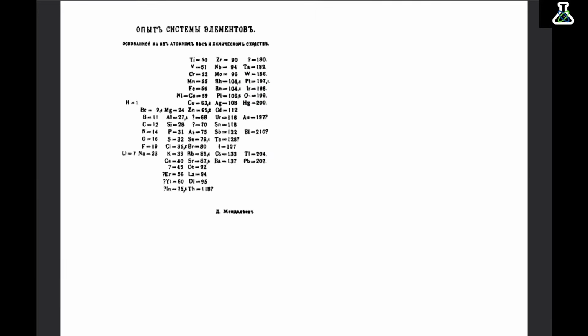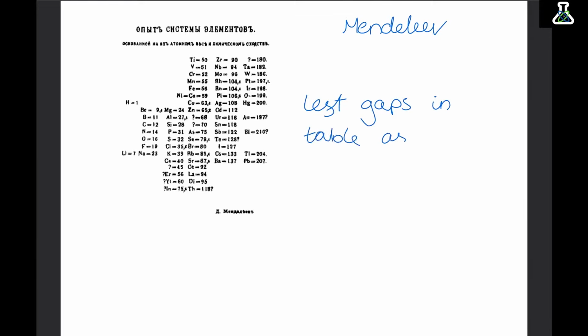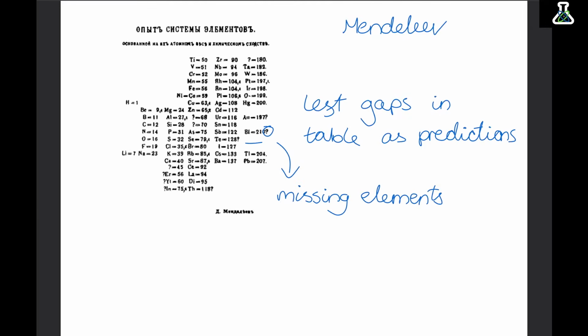Now the first periodic table was created by a scientist called Mendeleev. Now he wasn't the first scientist to group elements and sort them together, but he was the first scientist to realise that we hadn't discovered all of the elements. So he left gaps in his table as predictions. And he did this based on the characteristics and properties of the elements we had already found. So we can see here he's got question marks and gaps for missing elements. And his table was also arranged by atomic mass, not atomic number.